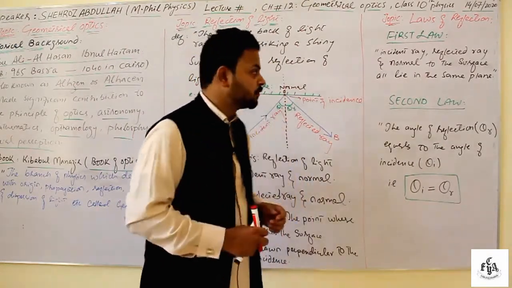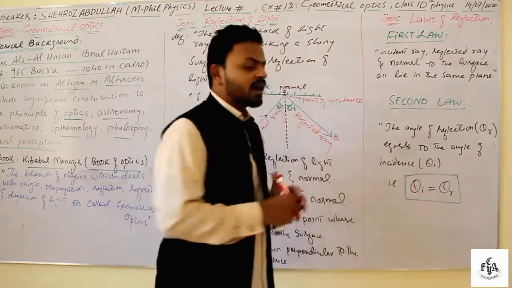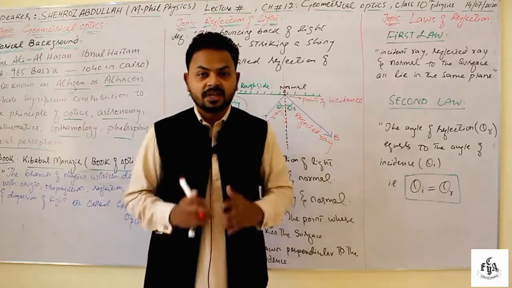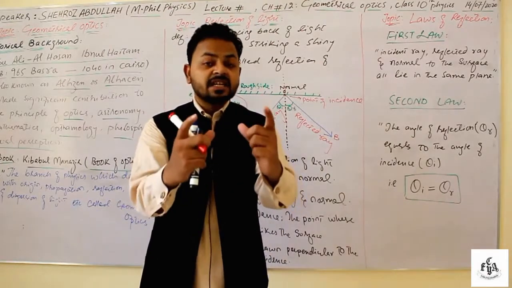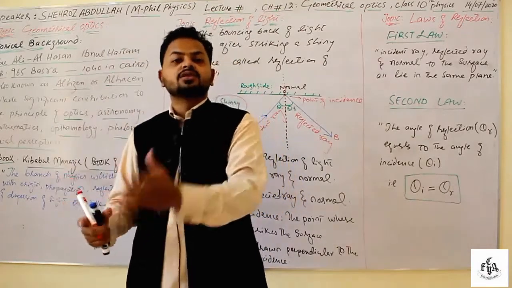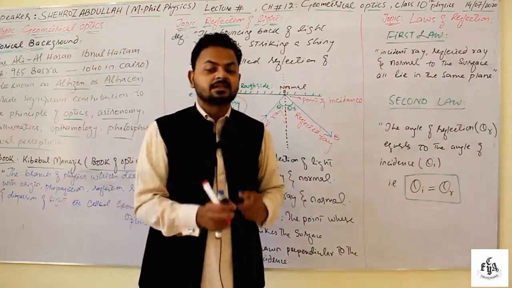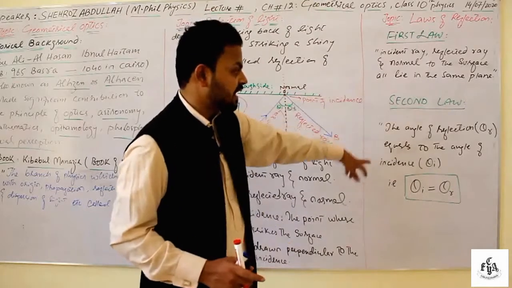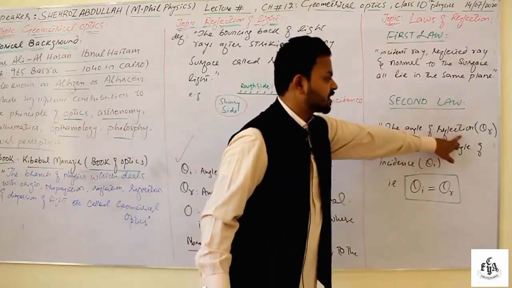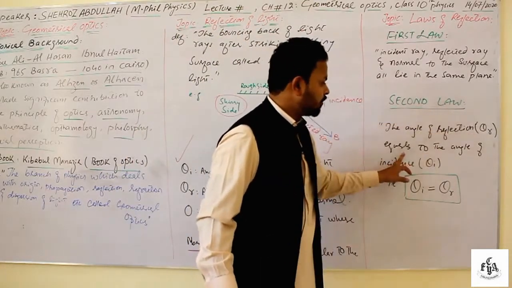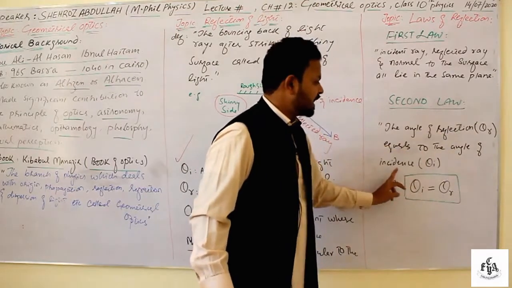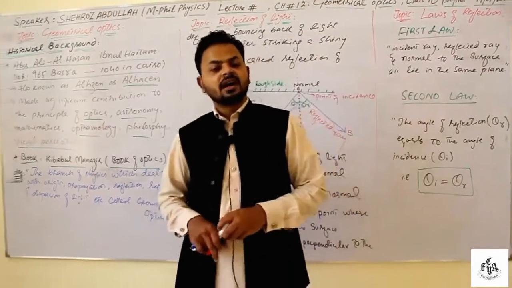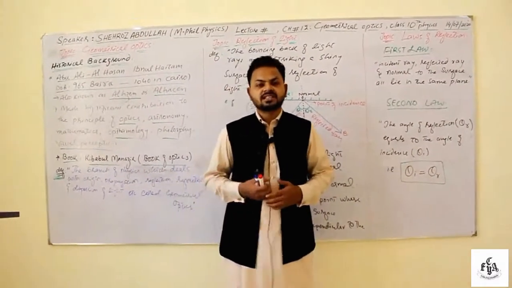Now we move on to the second law. What does the second law say? In reflection of light, the incident angle is always equal to the reflected angle, that is, theta I is equal to theta R. The angle of reflection, theta R, is always equal to the angle of incidence, theta I. This was all about today's lecture.